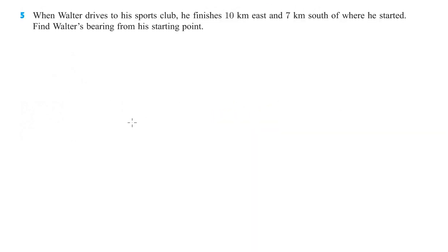Okay, next one, number 5. When Walter drives to a sports club, he finishes 10 kilometers east and 7 kilometers south of where he started. So let's do this. He starts here, and he's 10 kilometers east. That would be east, right? Because if we've got our little compass rose, never eat shredded wheat, or never eat soggy waffles, or whatever you use. So this is 10 kilometers east, and then also 7 kilometers south.